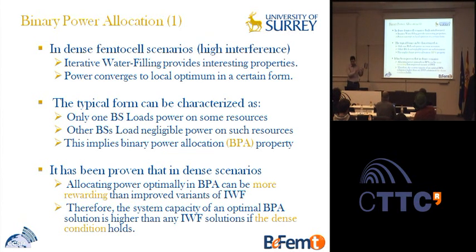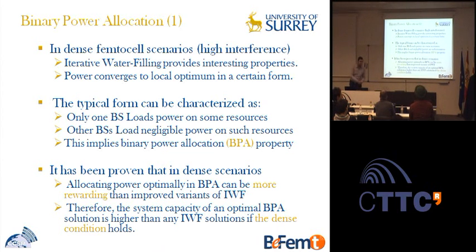So what's the characteristic of this form of solutions? It has been shown that this type of iterative water filling gives us a specific form of solutions where only one base station loads power on some resources, whereas other base stations load negligible power on those resources in dense scenarios. This gives us a really nice binary power allocation property, meaning that at each time, in dense systems, one base station with better channel condition is going to load that subcarrier, whereas the other base stations should back off from transmitting on it.